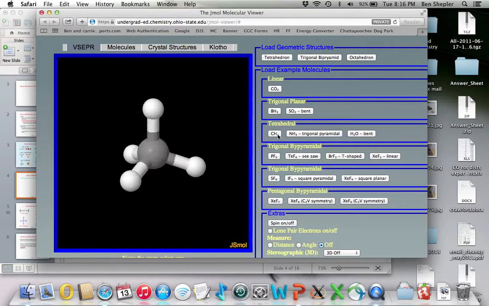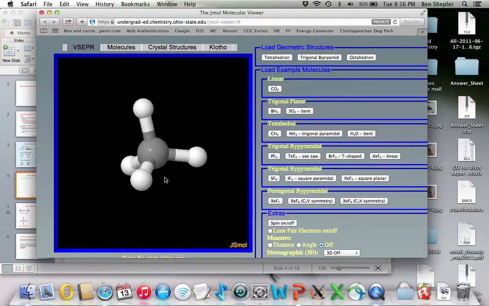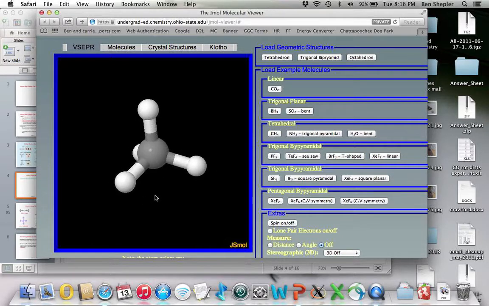When I go to tetrahedral, this is 4 electron groups. This is the first electron geometry that has a 3-dimensional structure. This is the best way for the atoms to get as far apart from one another as possible, and the angle in between each one of the atoms is 109.5 degrees.